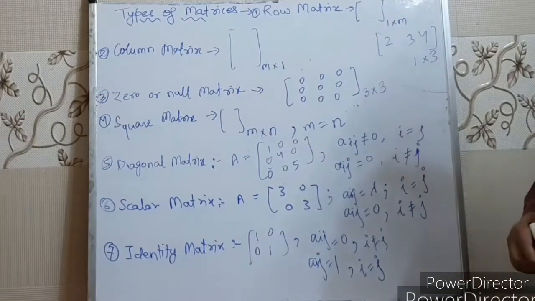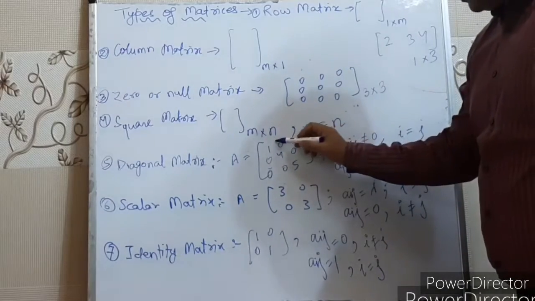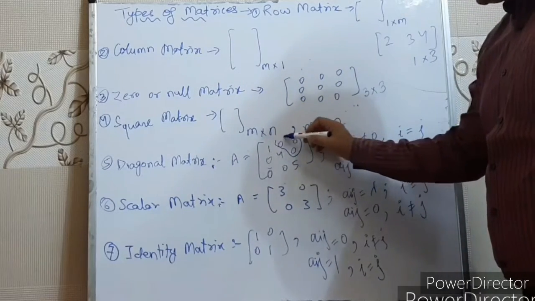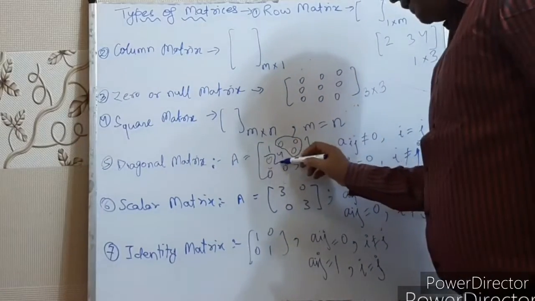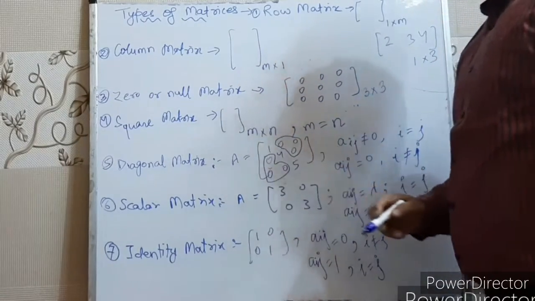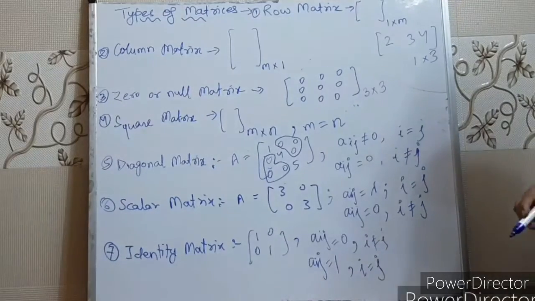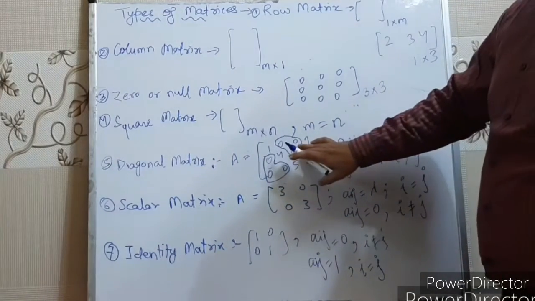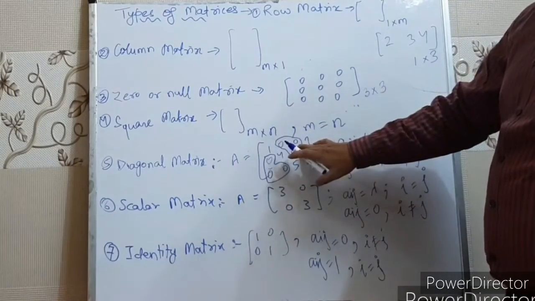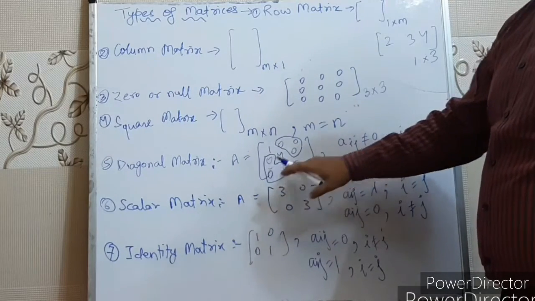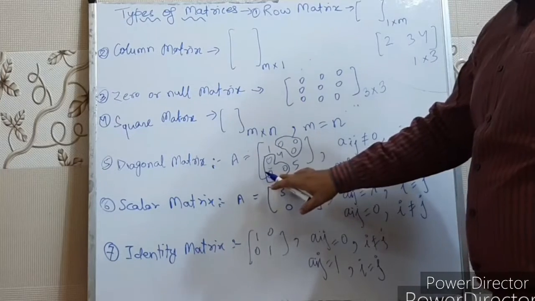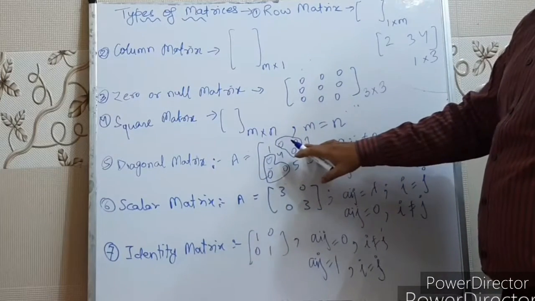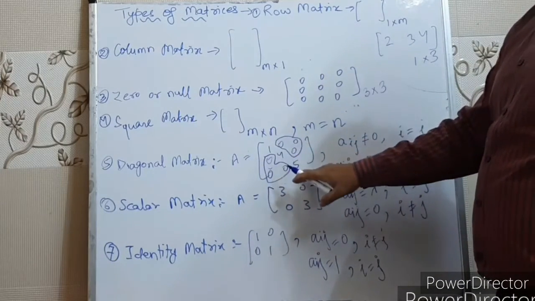Here we can see that this triangle is called the upper triangle, and this triangle will be called the lower triangle. If the upper triangle has non-zero elements and the lower triangle has all zero elements, this will be called an upper triangular matrix. If the lower triangle has non-zero elements and the upper triangle has all elements zero, that will be called a lower triangular matrix.